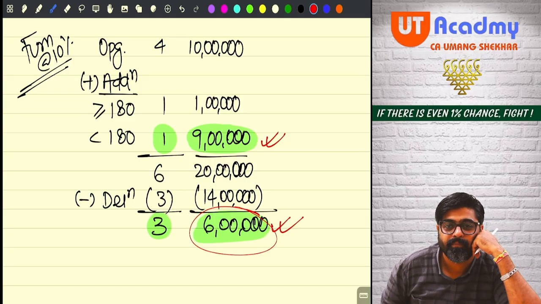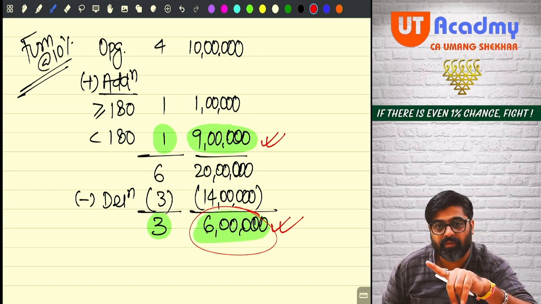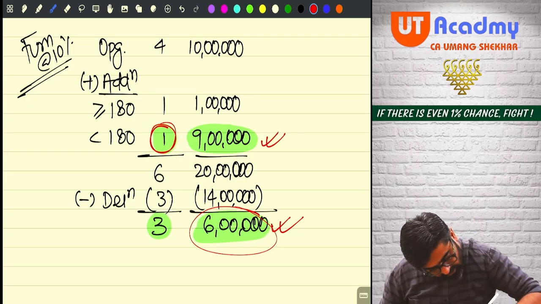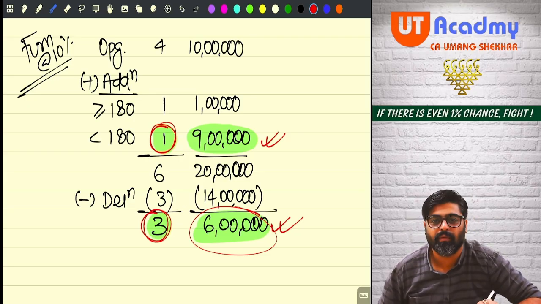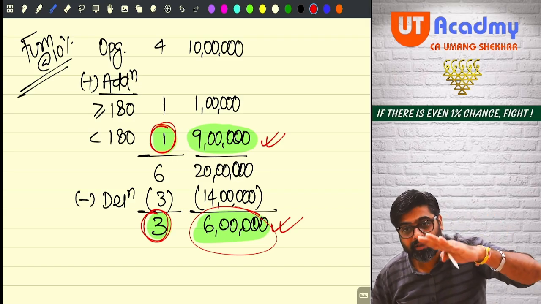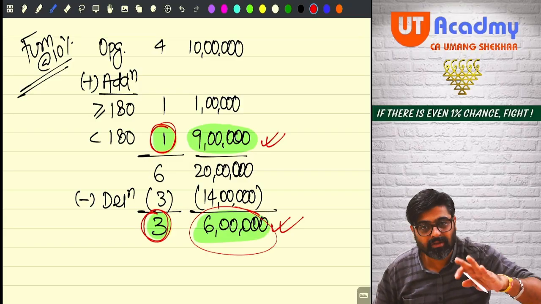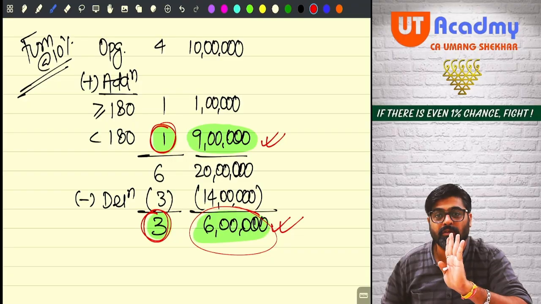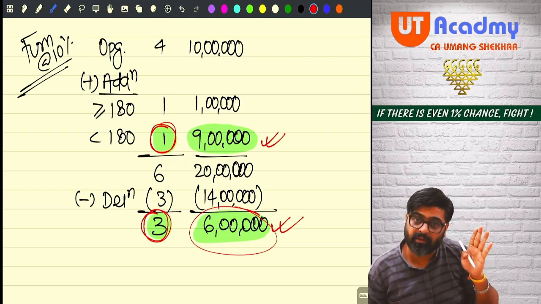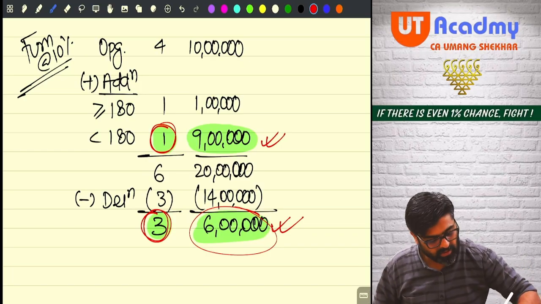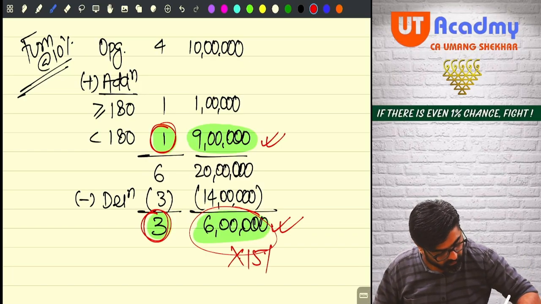Yes or no? What rate? Come on, tell me. Always half rate, because this asset is still there. Getting my point? The asset which was acquired in this year and put to use for less than 180 days is still there in your business as on the last day of the previous year. So whatever value remains, if that value is lower than the cost of that asset, then on that entire value you have to apply half rate.